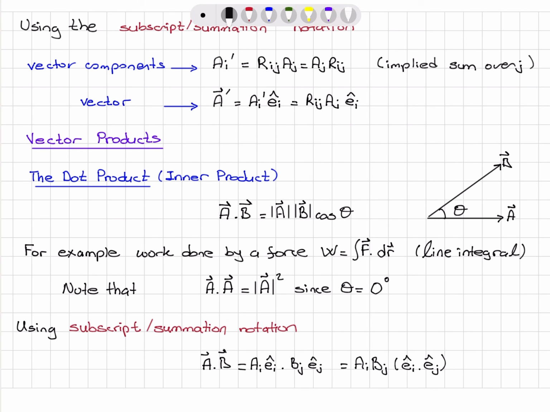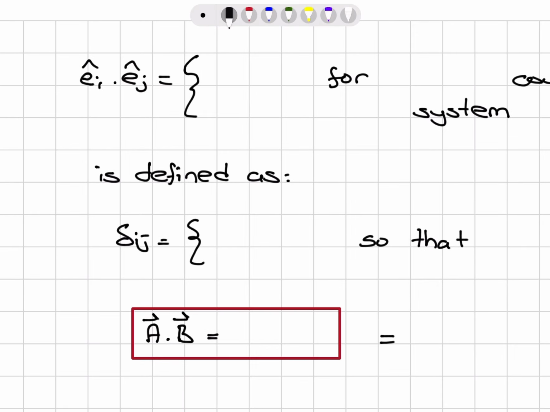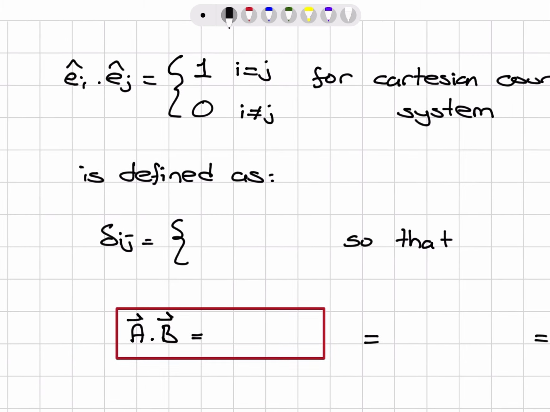All right. At this point, I know that e_i hat and e_j hat, if they are basis vectors for the Cartesian coordinate system, will satisfy the following. Because they're orthonormal unit vectors, the dot product is going to be equal to 1 if the indices are equal, i equal to j, and 0 otherwise, for i not equal to j. And this is true for a Cartesian coordinate system, where the unit vectors are orthonormal.